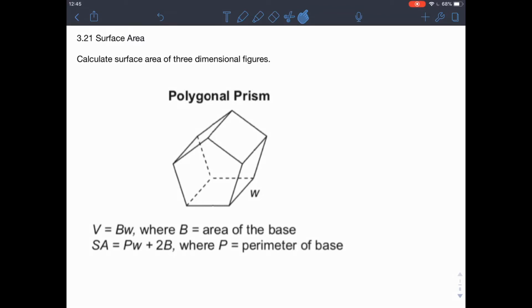Hello everyone, and welcome to 7th grade math, module 3, expressions and equations. In this video, we're looking at lesson 21, surface area. Our learning goal is to make sure we can calculate the surface area of three-dimensional figures.